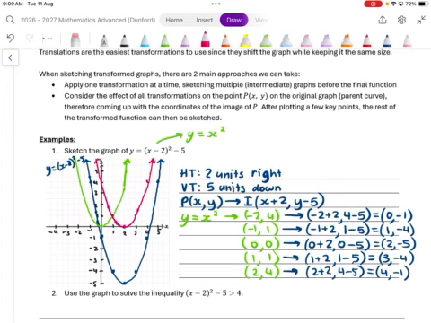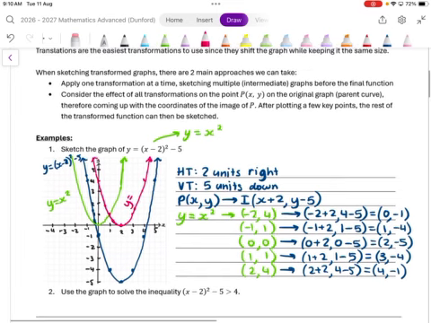The green graph is our y equals x squared. You don't have to draw that on there. I'm just trying to show you. And our pink graph is y equals (x minus 2) all squared as well. Does that make sense? But you don't need to draw any of that on there. That's just me showing you what you can do as well.